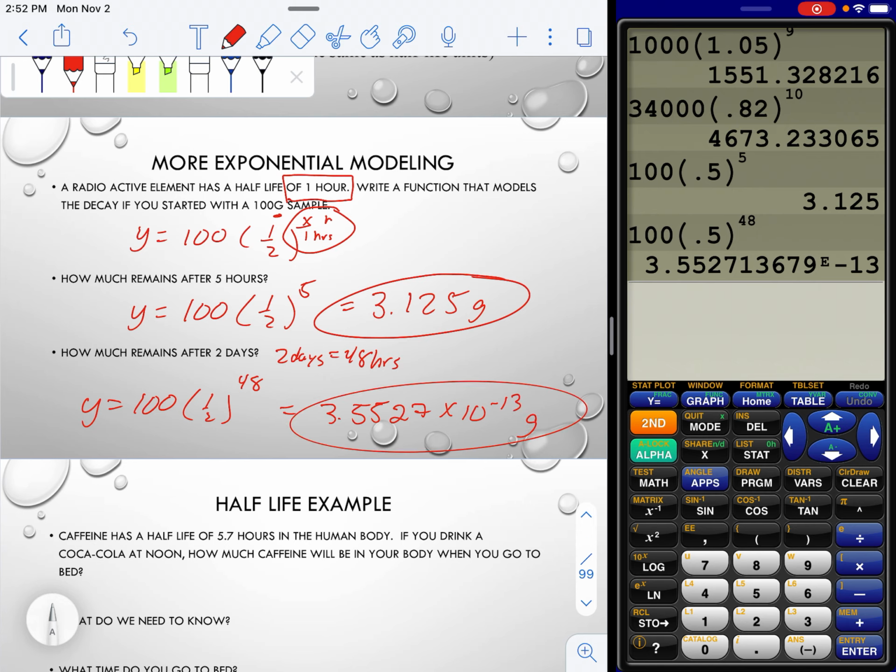So practically nothing. That might be immeasurable, but you're always going to be left with something. It's never ever going to disappear. It's always going to be a small trace, because half of it disappears, which means the other half will always remain.